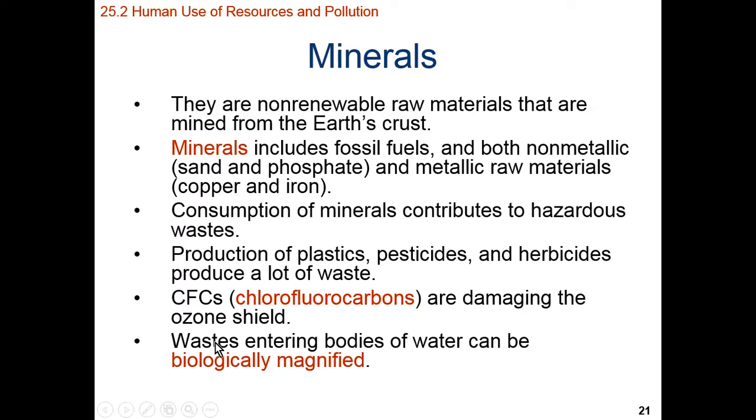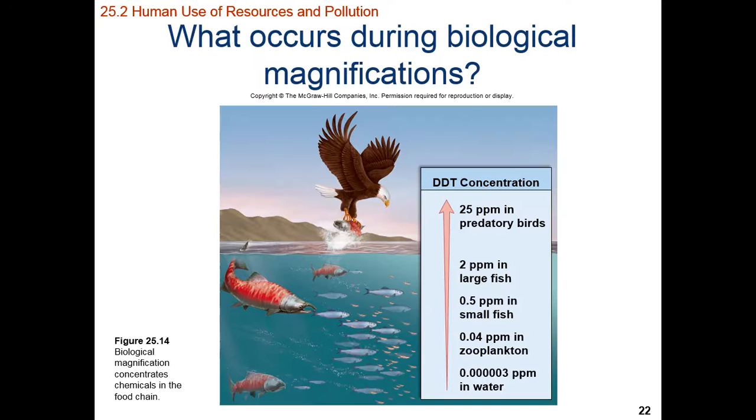We also find that there is an increase of waste products entering bodies of water, and these waste products can be biologically magnified. There can be biomagnification. If we look at biomagnification, this is going to be, generally speaking, a concentration of a fat-soluble toxin or chemical as we move up trophic levels in the food chain.